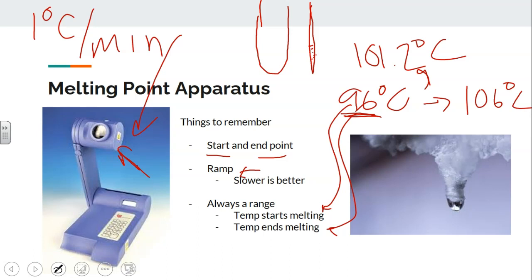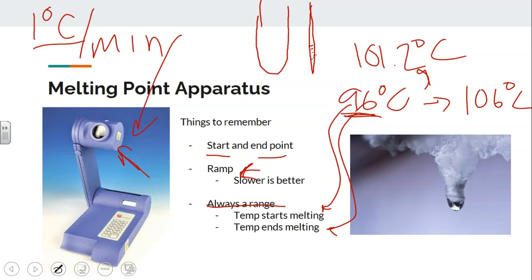If we go too fast, the temperature is going to zoom up past the point that it melts, and it's not going to give you a good beginning or ending melting temperature, okay, because the temperature is going to rise too quickly. So if you keep it at about 1 degree a minute, this is going to help you determine an accurate range for your melting point.